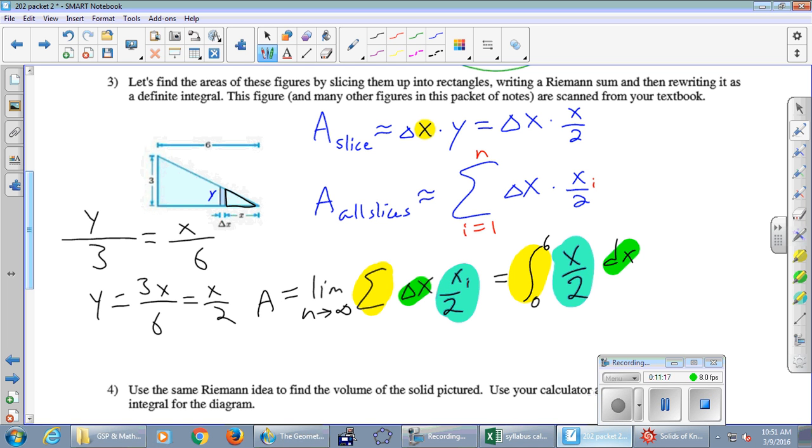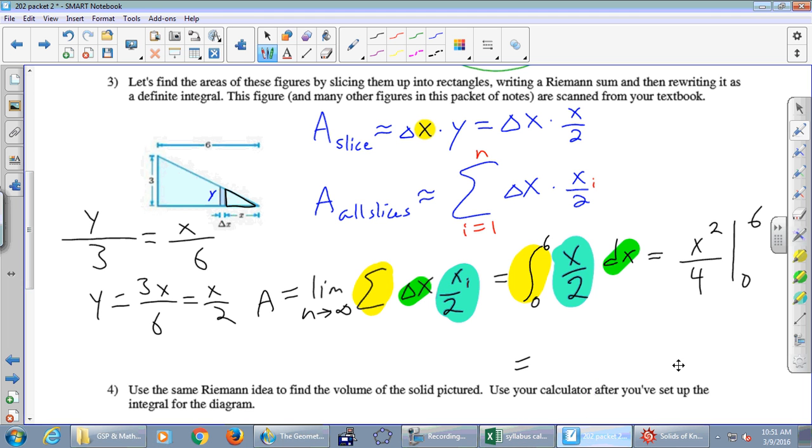And we can do this integral a whole lot easier than we could find that infinite limit of things over there. So we'll do the integral. Let's see, x becomes x squared over 2, but there was a 2 there before. So x squared over 4 between 0 and 6.